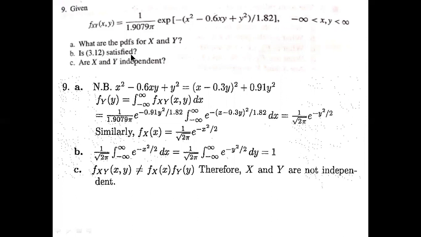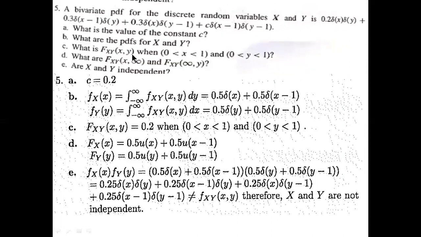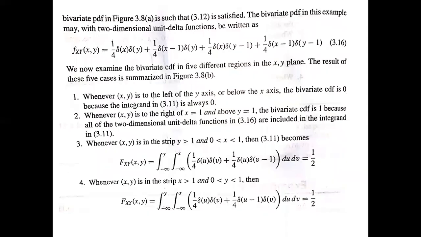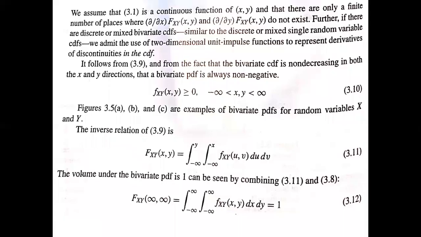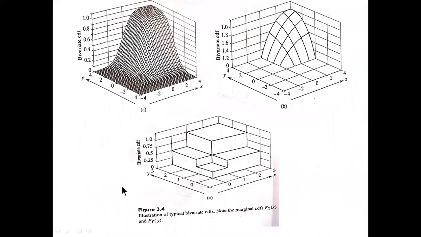Then is 3.12 satisfied is the question. What is 3.12? Let us try to see. So 3.12 is the full integral corresponding to 1. Okay, whether that is satisfied. That is the cumulative distribution function in the whole of the region. That is the area under the curve, whether that turns out to be 1.